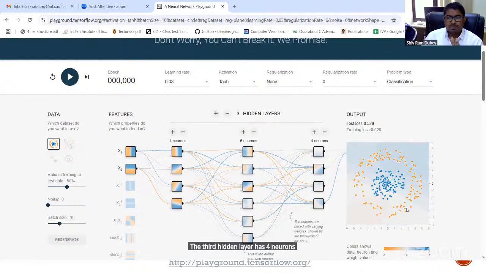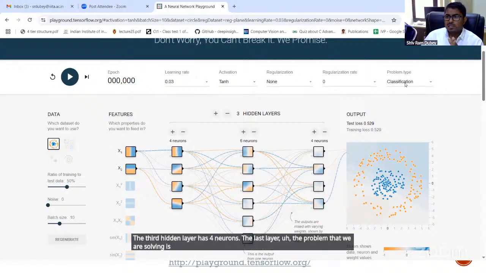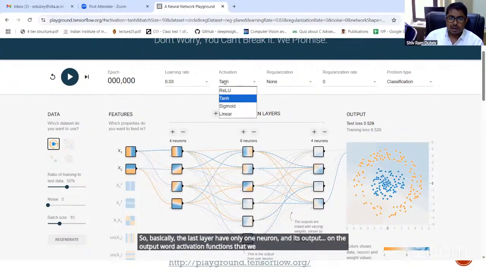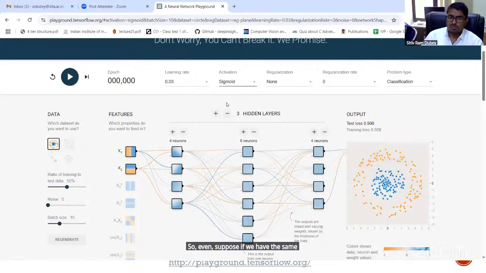The problem that we are solving is a classification problem. We have binary data. So basically, the last layer has only 1 neuron, and the activation function that we are treating right now is tanh. Even suppose we have sigmoid activation functions, with sigmoid nonlinearity. And this is the data set here.